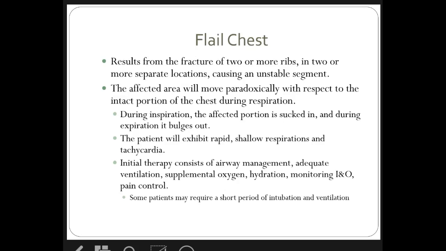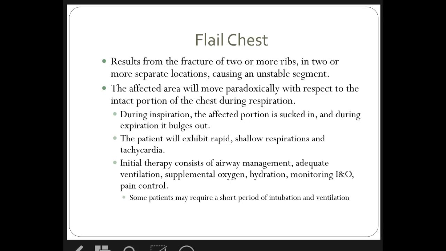In the event of a flail chest, this is when fractures of 2 or more ribs in 2 or more separate locations have occurred. These areas are unstable. It can cause a paradoxical movement with respect to the intact portion of the chest during respiration. And what we see with the paradoxical movement is that during inspiration, the affected portion is sucked in, and during expiration, it bulges out. These patients will be tachycardic. They will have rapid, shallow respirations as well.